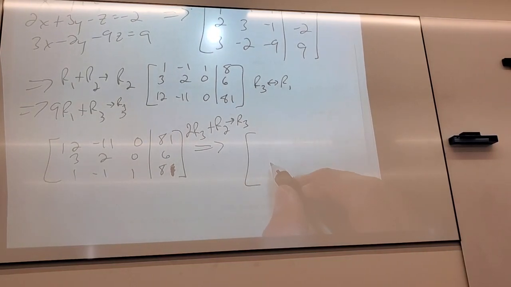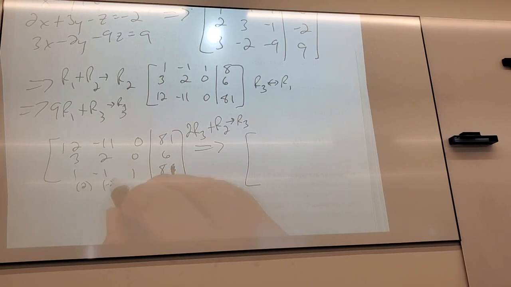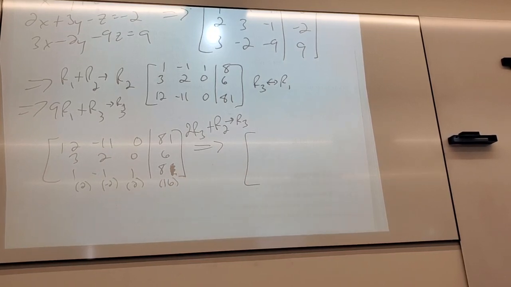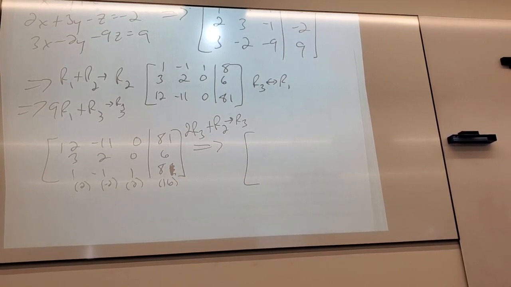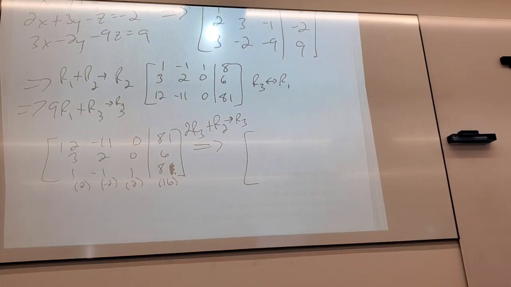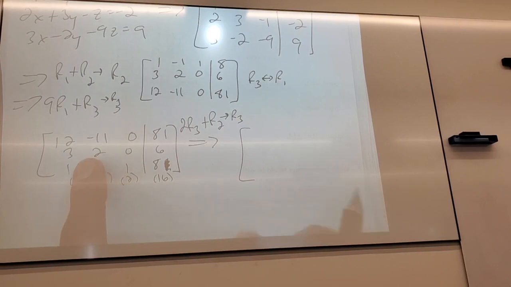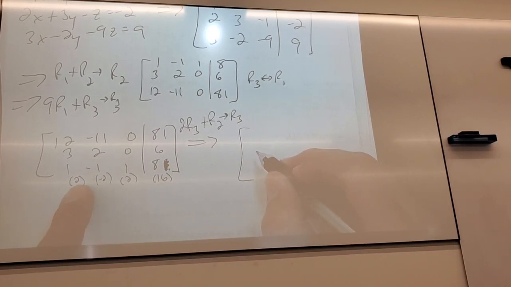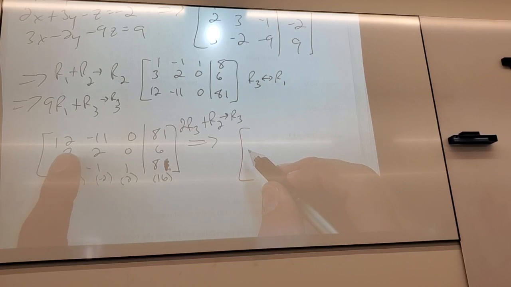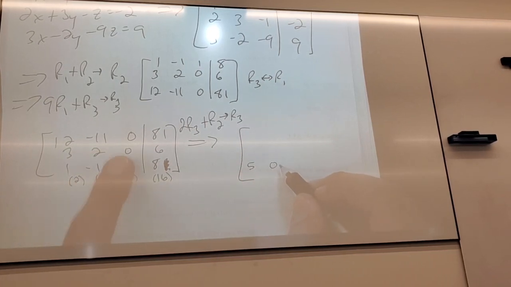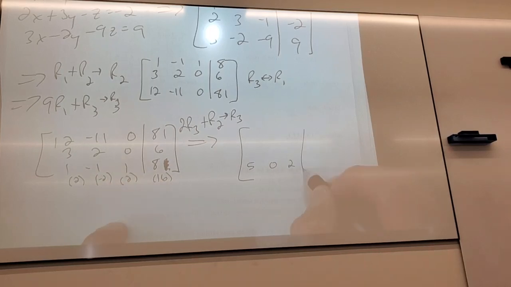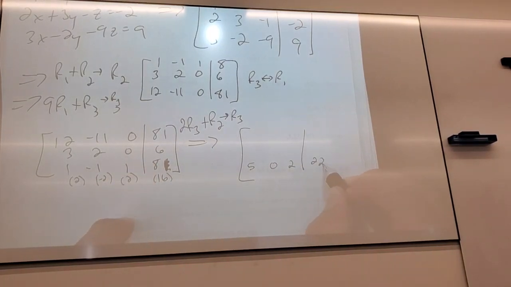So let's see what happens here. If I do twice row 3, that's 2, -2, 2, 16. Because this was a mistake. So now if I take twice row 3 and add it to row 2, let's see. I'm just focusing on row 2. I'm going to put the answer in row 3. 2 plus 3 is 5. -2 plus 2 is 0. 2 plus 0 is 2. 16 plus 6 is 22.